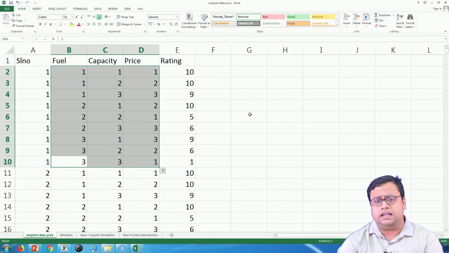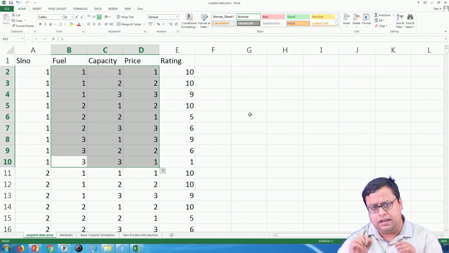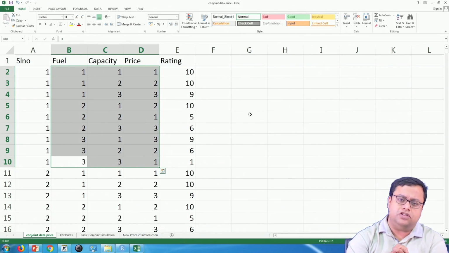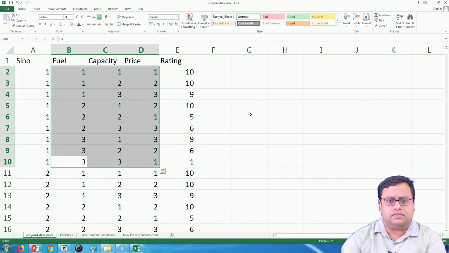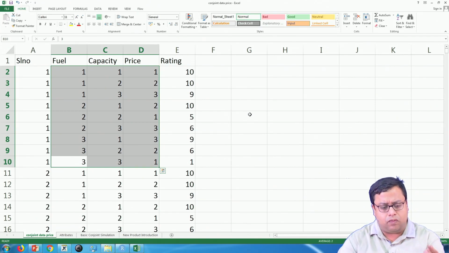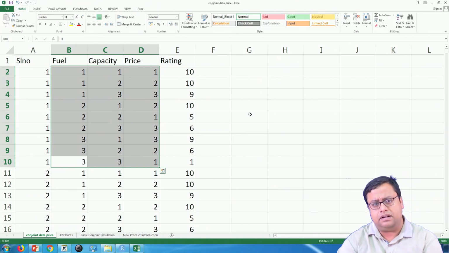There are softwares that we can use, and in a different session or different video or different link I will show you how to create this orthogonal design out of a full factorial design. But let us say I have created such kind of a design which is a subset of the whole, and I have given these 9 choices to person number 1, and the person number 1 has given rating for these 9 options.